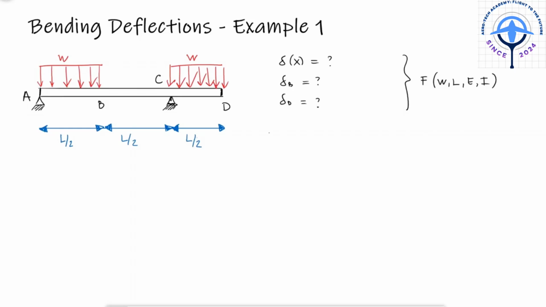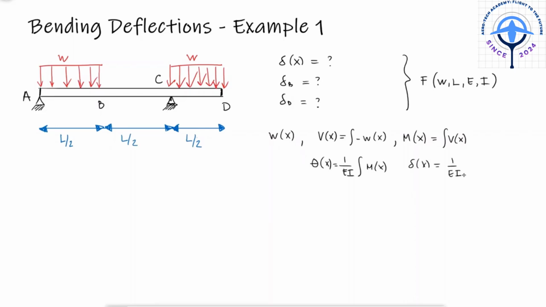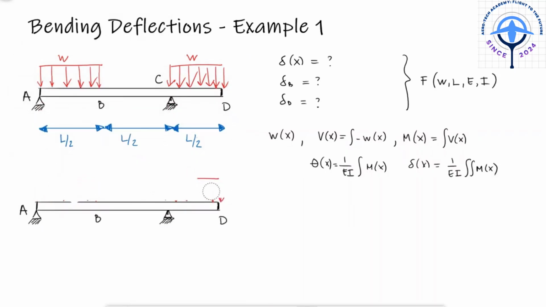We'll begin with the distributed load equation, integrate the negative version of it to find the shear equation, integrate the shear to find the moment equation, and integrate 2 more times and divide by EI to find the slope and deflection equation respectively. The constants that arise from the first 2 integrals will depend on the external loads that affect the beam. So the first thing we have to do is find the reactions at A and C.